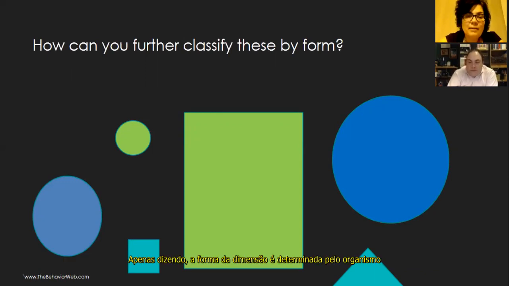That is to say that the formal dimension is determined by the organism, whatever dimension the organism can perceive. Like, mice don't perceive color. They see in black and white. So color would not be a relevant stimulus dimension for them.